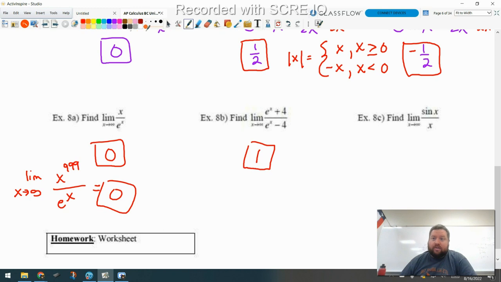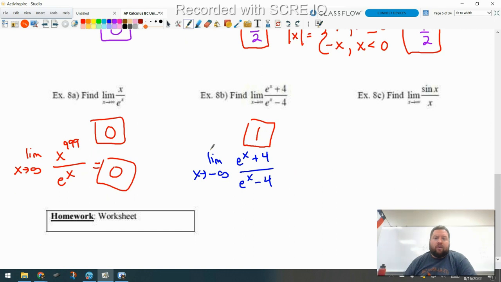All right, now there isn't one like this on here, so I'm going to have you add another problem. This problem is a little more difficult. The limit as x approaches negative infinity of e to the x plus 4 over e to the x minus 4. Here you want to think about what happens if I actually plug in negative infinity. So I actually get a negative exponent, right?